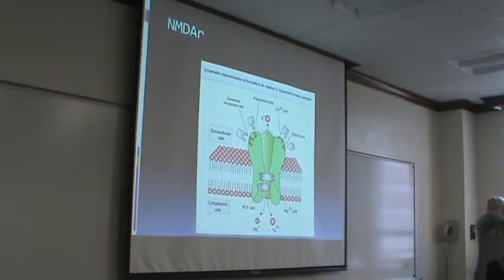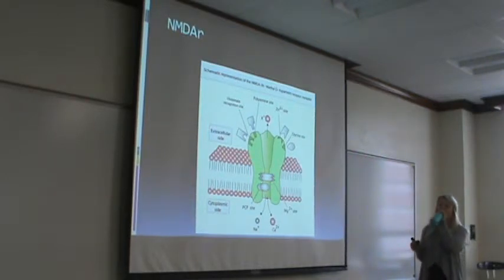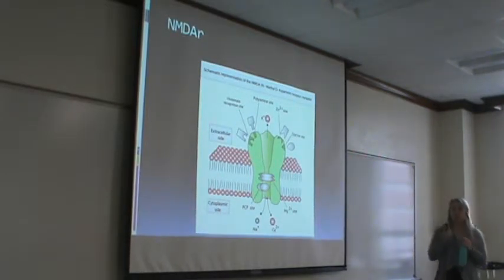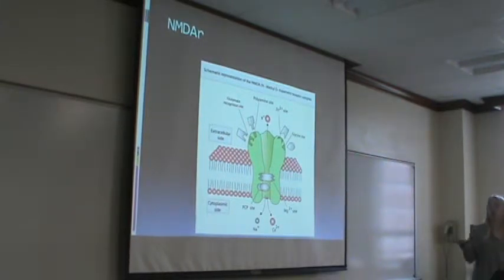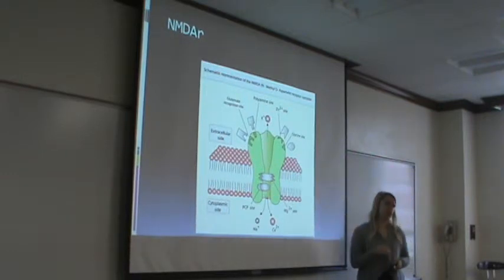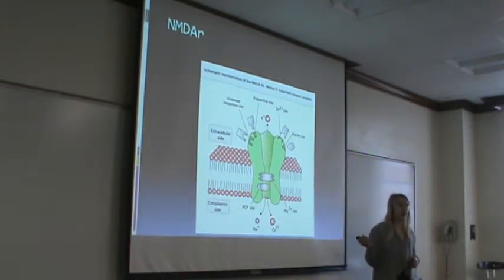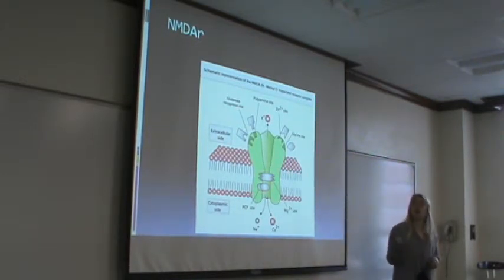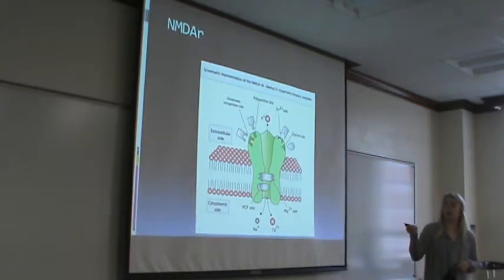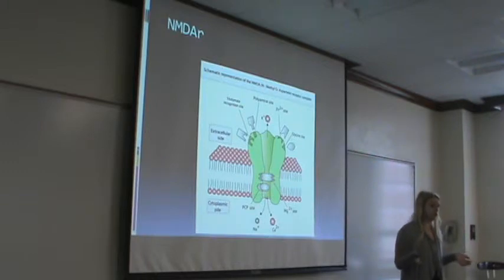Over there on the far side, you have a glutamate binding site, right? And it's a glutamate receptor. The binding of glutamate is going to be necessary to open this channel. But what you also see is the channel is blocked on the inside by a magnesium. And so even if you have glutamate bound, if that magnesium is still within the channel, you're not going to get any flow of ions.